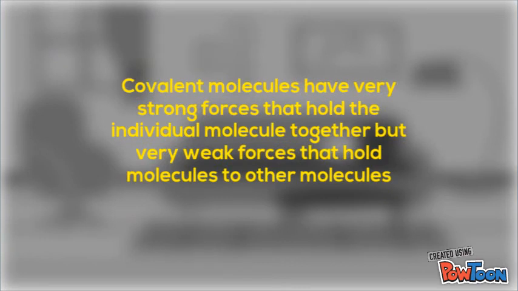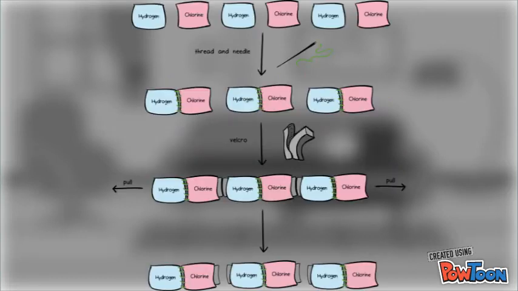Covalent molecules have very strong forces that hold the individual molecule together, but very weak forces that hold molecules to other molecules. So if you think of it like this, we have a lot of hydrogen and chlorines, and we're going to make HCl, so we're going to take a hydrogen and a chlorine and put them together using needle and thread. Then we're going to take all the other HCls and connect them using Velcro. So now we have a lot of hydrogen and chlorine combined with needle and thread, and then the rest of them are combined with Velcro. When you pull those apart and you apply force, it's where the Velcro is that's going to break off first. So the Velcro is the intermolecular forces that hold covalent molecules together.